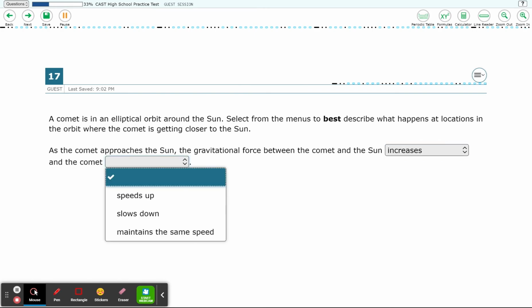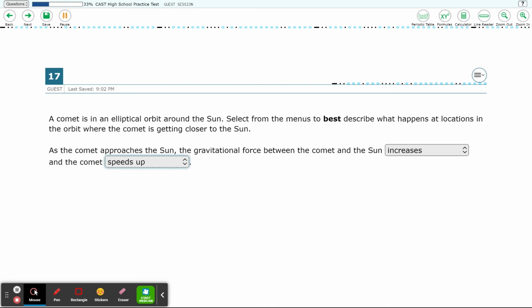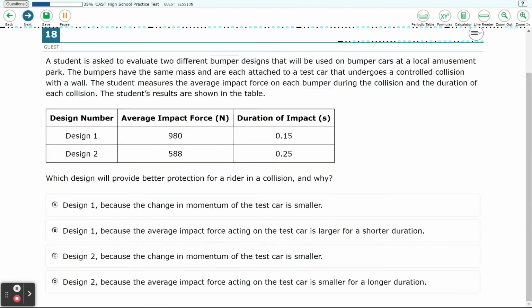And the comet speeds up. You can remember that from Kepler's second law, which says that as you get closer to the center of the orbit, the speed has to increase. Or you could just think about the fact that if there's more force on it, it's going to have to move faster to avoid falling into the sun. Since it stays in orbit and doesn't fall into the sun, it has to speed up as it gets closer.